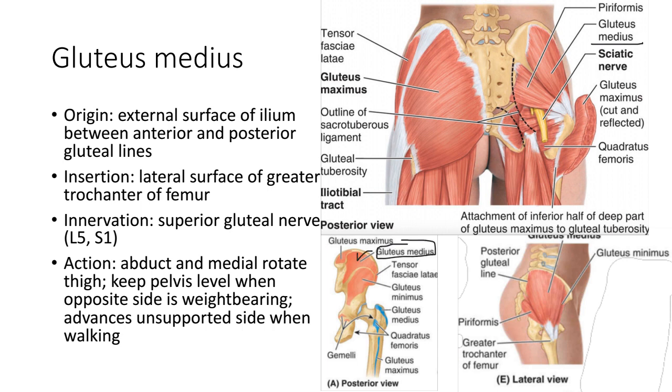It inserts on the lateral surface of the greater trochanter of the femur. It is innervated by the superior gluteal nerve, and its action is to abduct and medially rotate the thigh to keep the pelvis level when the opposite side is weight-bearing, and it advances the unsupported side when walking. So it starts to swing that unsupported side forward when you're walking.